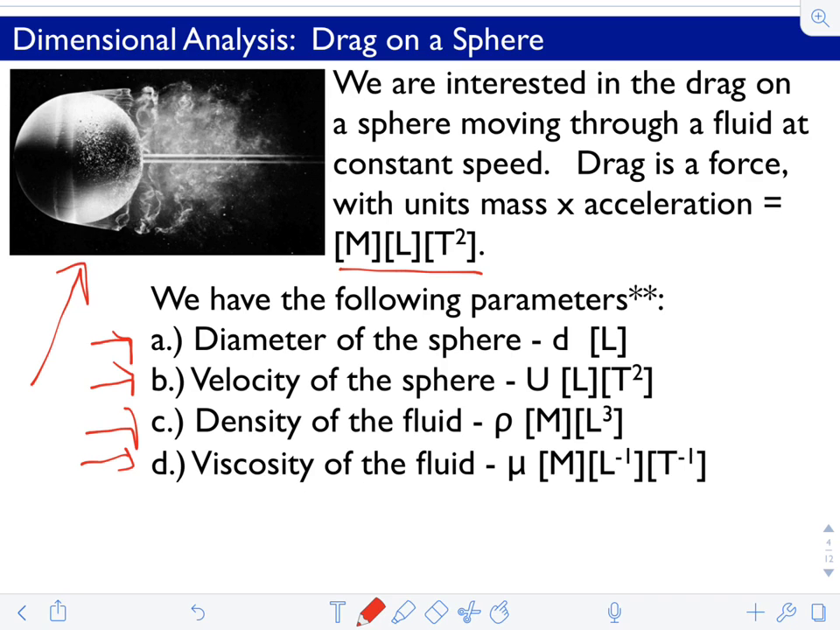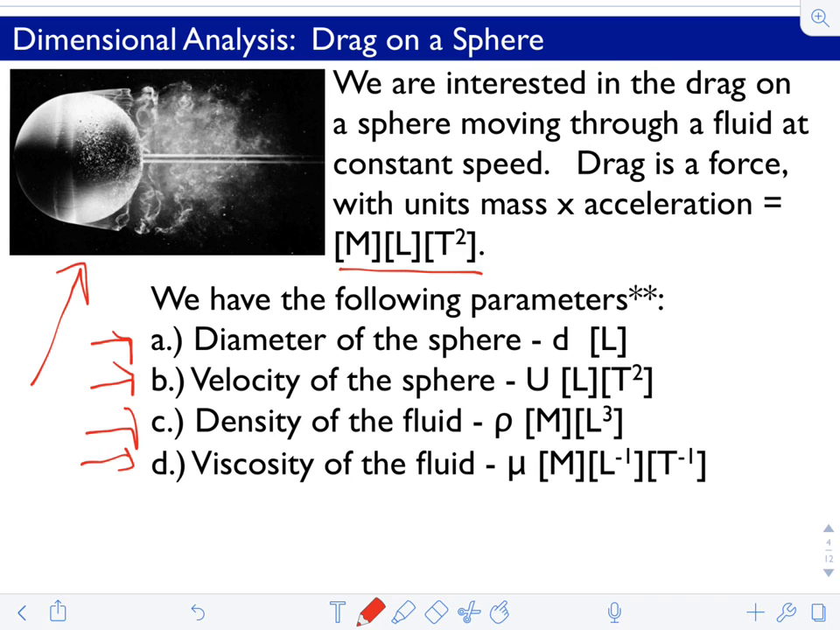Now, this doesn't mean that there aren't other factors that may be important. For example, the speed of sound, as the sphere might be moving near Mach 1. Or, for example, does it matter if the sphere is rough or not? There are other factors that might come into play in terms of drag dependency. Here we're taking a very simple case where we aren't concerned. We assume it's a smooth sphere.